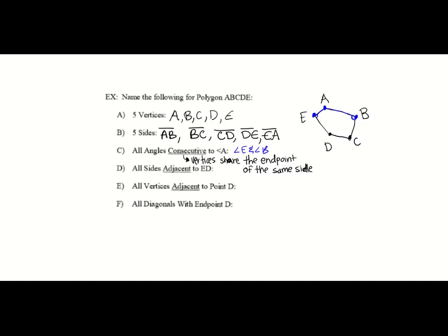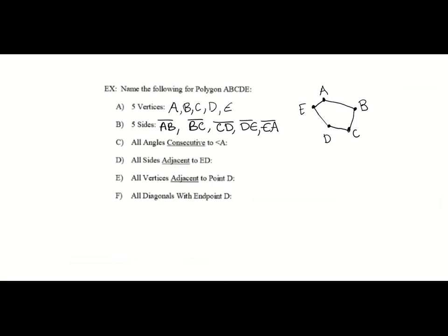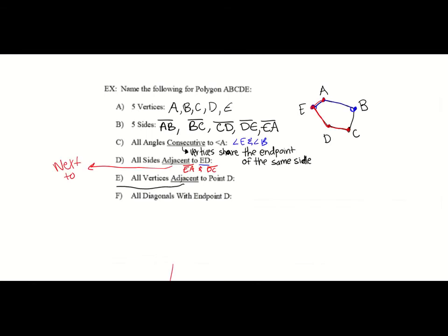Then it asks for all sides adjacent to ED. Adjacent means next to. So if we have ED right here, we're looking for all sides adjacent to ED, which gives us DC and EA. Adjacent again means next to. So all of the vertices adjacent to point D here would be E and C. When we name a point, we don't have to label anything. We can just list our 2 letters because our capital letters mean points.